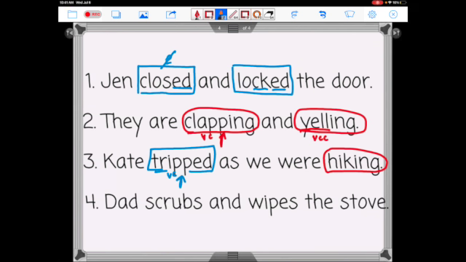Sentence four, let's take a look. Dad scrubs and wipes the stove. You found scrubs, there's that S added on. And wipes, there's the S added on there. No change to those words, just pop the S on there. The E can stay, no double trouble. All right, well done. You are doing amazing at these words with endings.